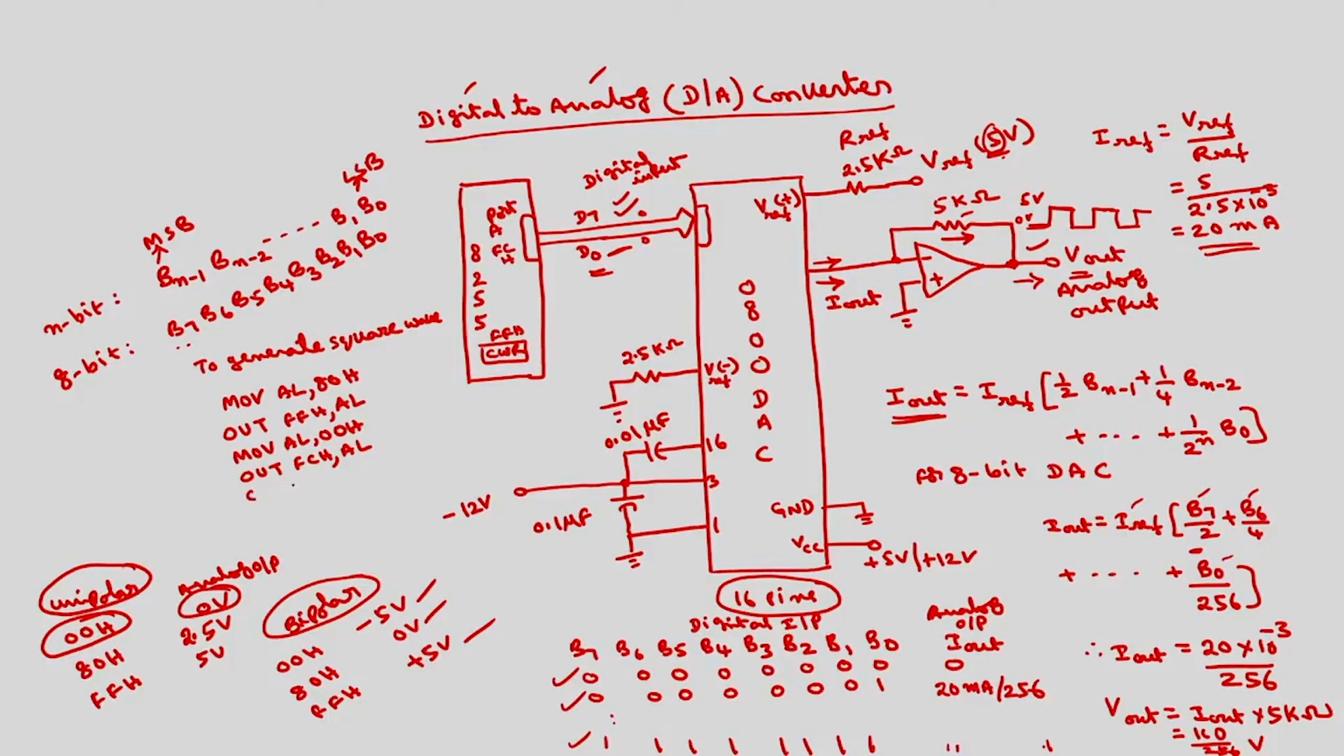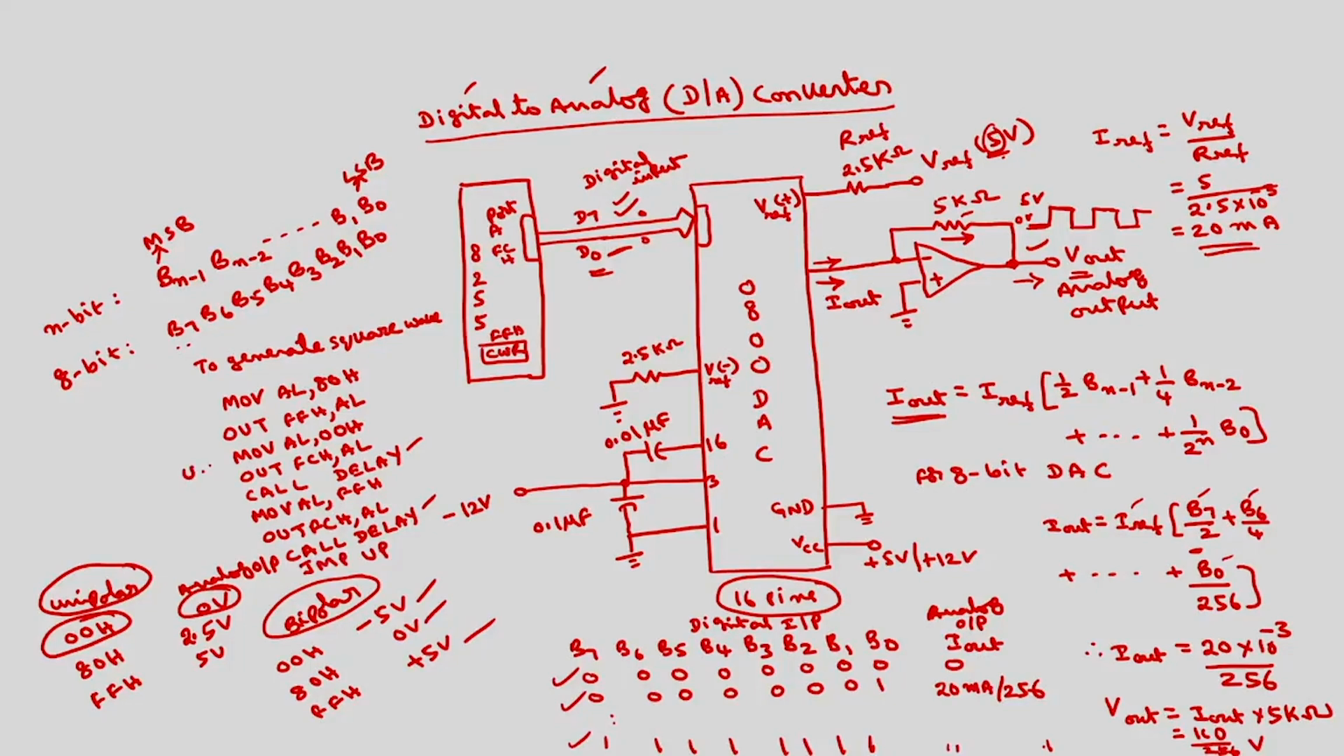Then call delay. This depends upon the frequency of the square wave that is required. Then you make move AL comma FFH, out FCH comma AL, then again call delay, so that these two delays are the same, so that you will get a symmetrical square wave. Then you can write unconditional jump to up. So this up should be here.